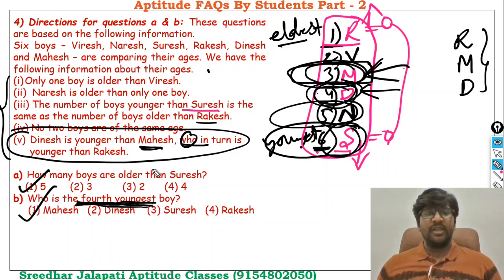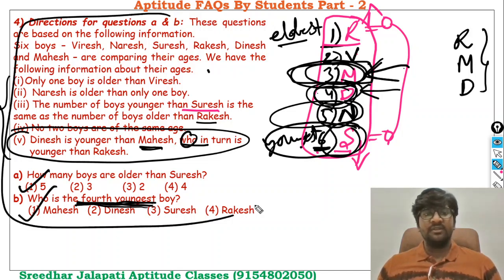And this is how you can arrange the people according to their ages. To answer these analytical reasoning questions, you don't need to be strong in mathematics. As you can see here, there is no maths. It's all about following the given information and satisfying the points or the information given in the question.